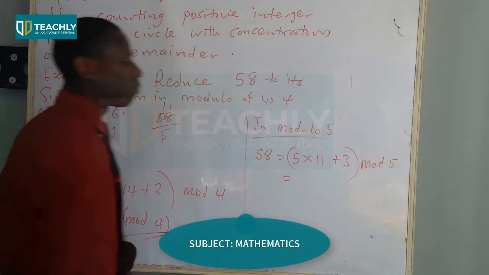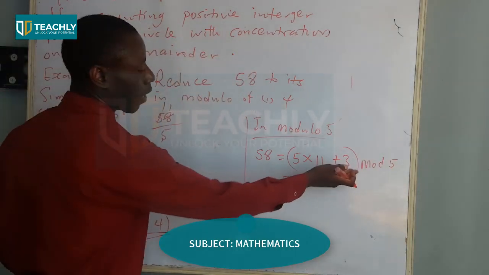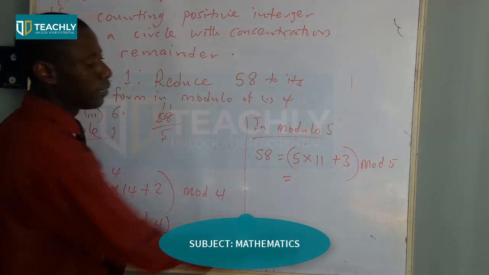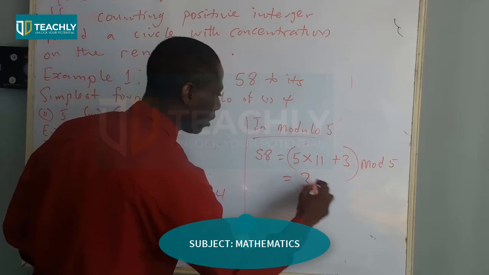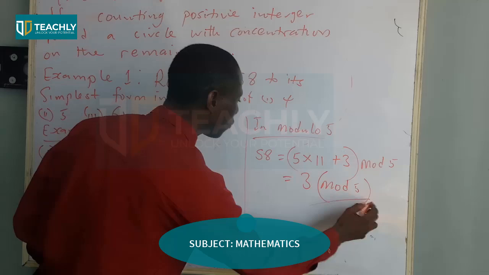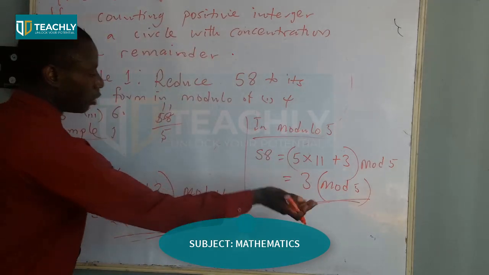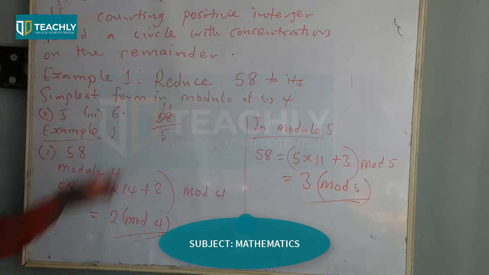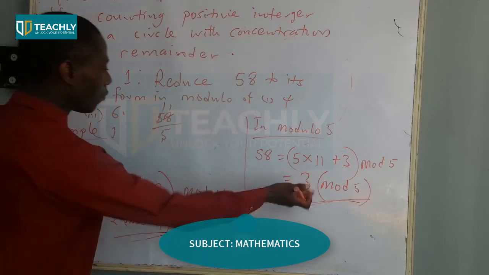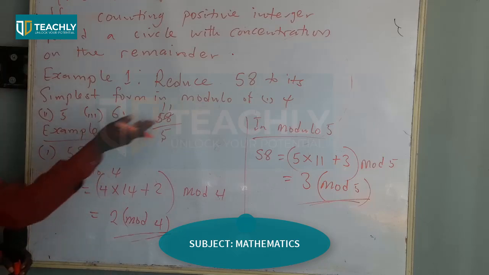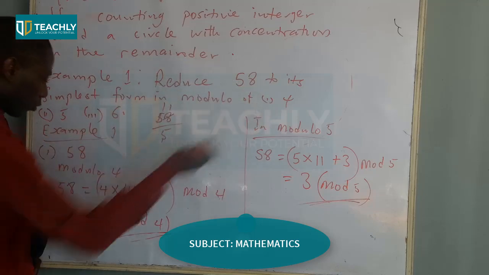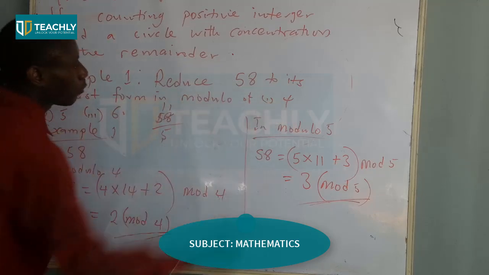And your final answer is going to be what? After you say how many 5 can you find in 58, you have 11, remainder 3. So your final answer is going to be 3 modulo 5. So that means we concentrate on the remainder. That is your answer. We are able to reduce 58 into remainder 3 for modulo 5, and we are able to reduce 58 to remainder 2 under modulo 4.